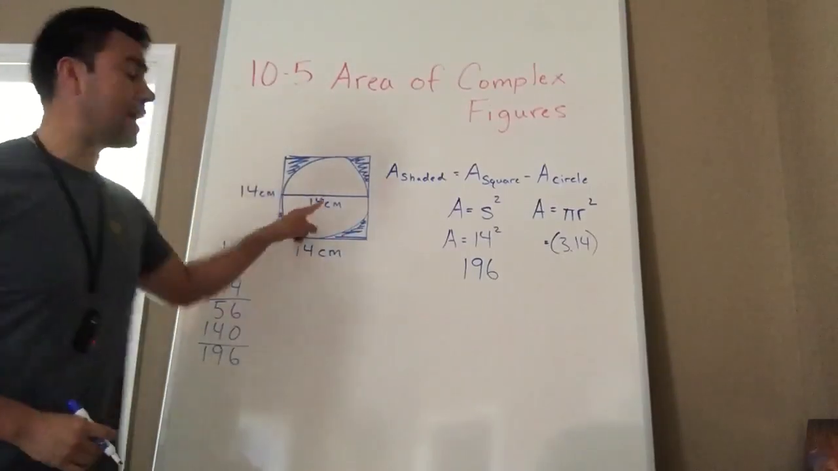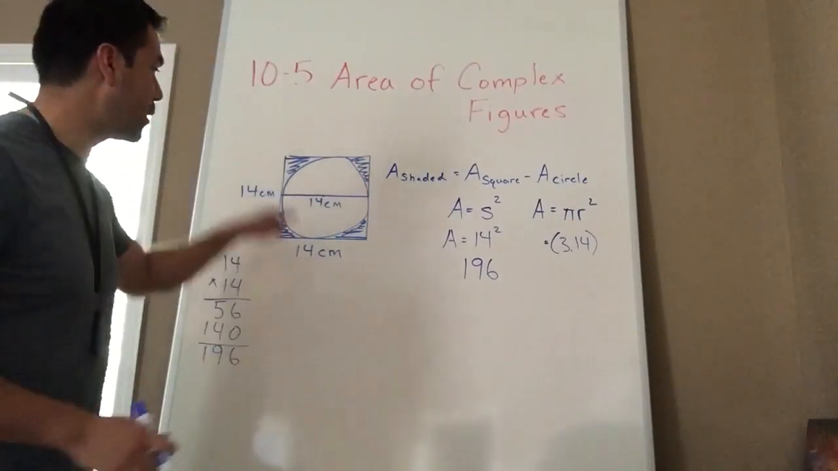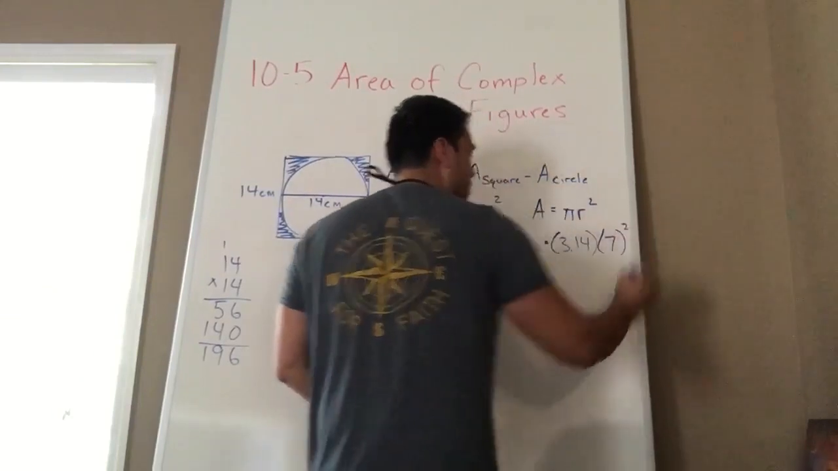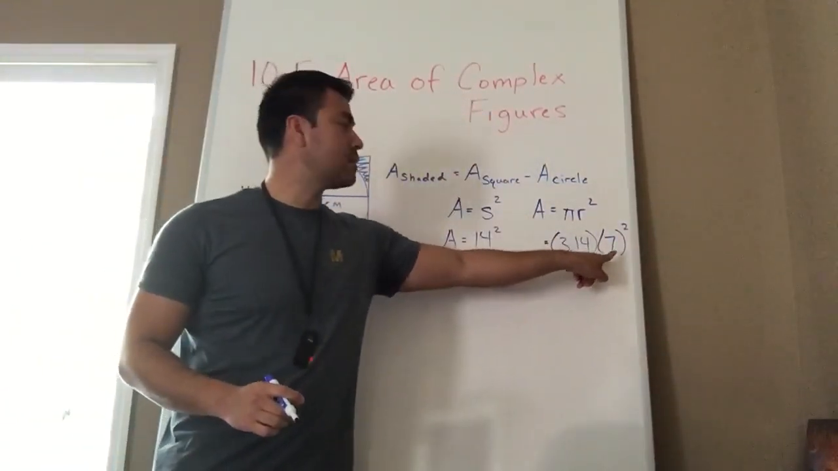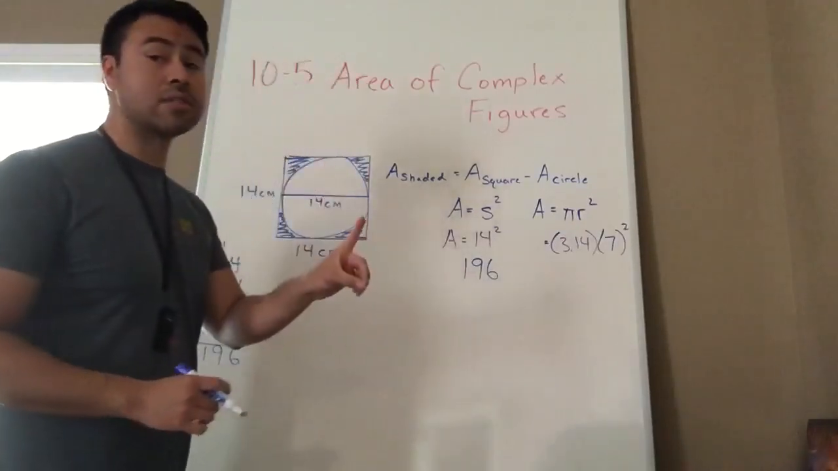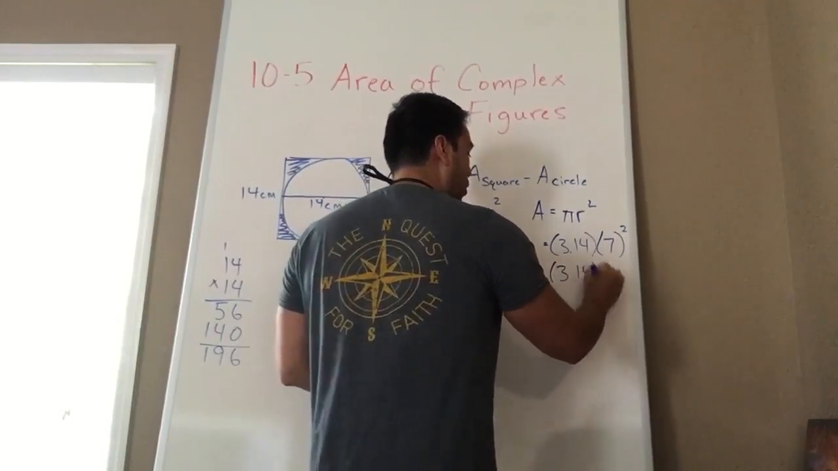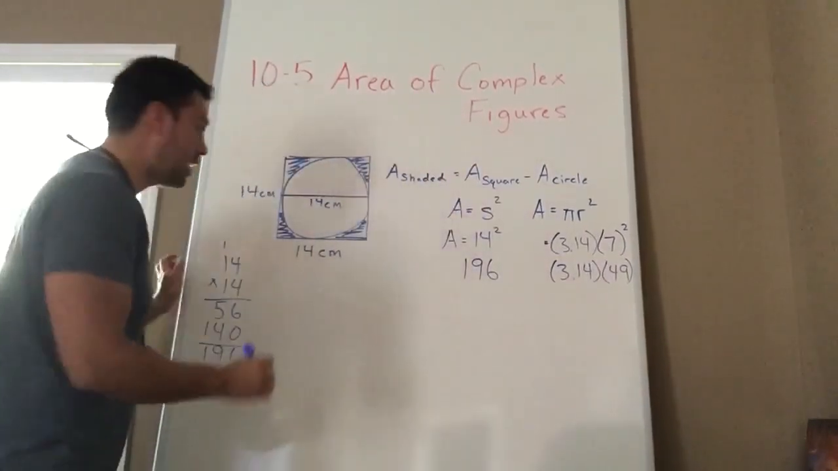So I have the diameter being 14, but what's the radius? So what's half of that? Well, half of that is 7. What do I have to do with that 7? I have to square it. So I have 3.14 times 7 squared. I have to do 7 squared first, which that one's an easy one. But 3.14 times 49. I'm going to do 3.14 times 49, and I'll do that over here.